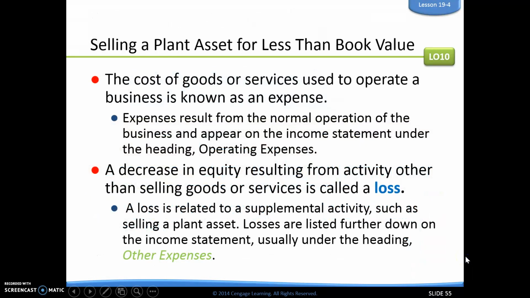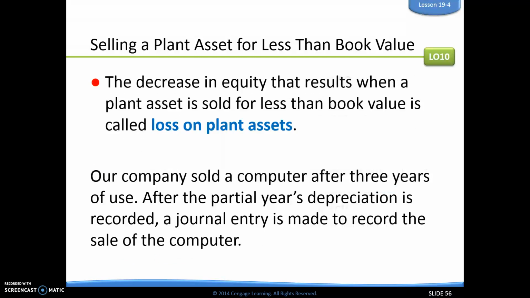Now, the last thing, of course, we hope it doesn't happen, but there are times where it does, where we have a sale of a plant asset for less than our book value. If we again remember that the cost of goods or services used to operate a business is called an expense, and expenses resulting from the normal operation of our business, like anything related to sales, get put under the heading operating expense. However, we can also have expenses that aren't related to selling goods or services, and we call those a loss. Losses are recorded further down on the income statement under a heading called Other Expenses because they aren't related to the sale of our goods and services. So the decrease in equity that results when a plant asset is sold for less than book value is called loss on plant assets.